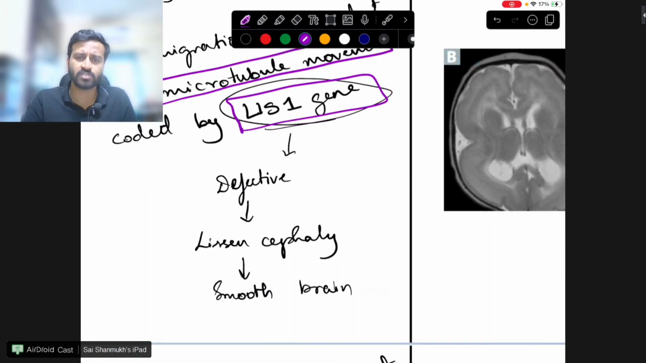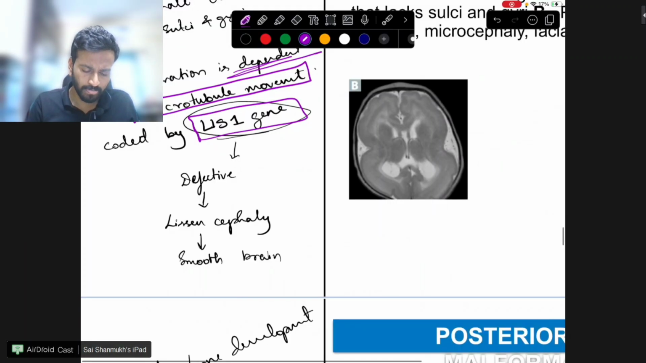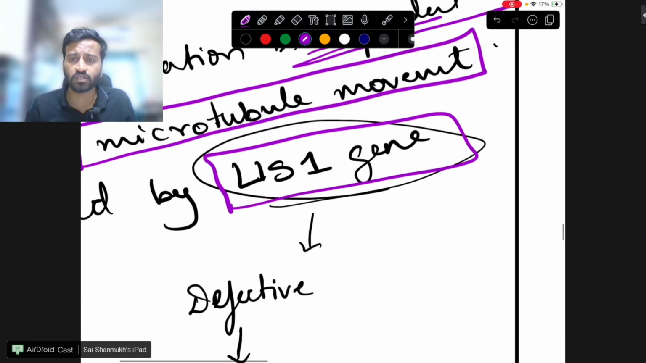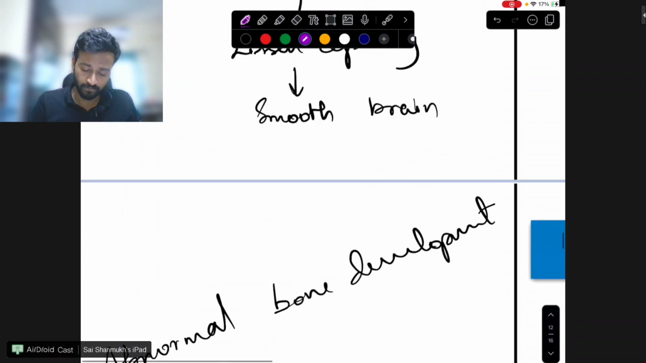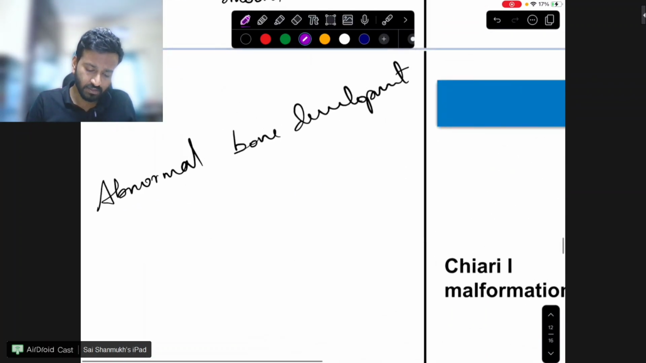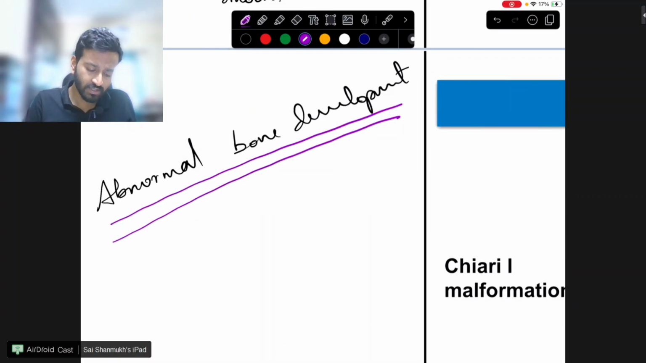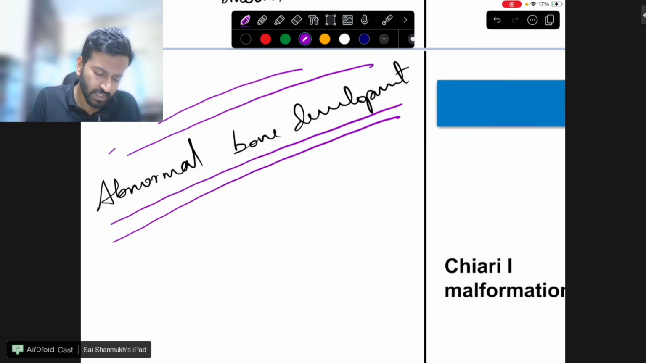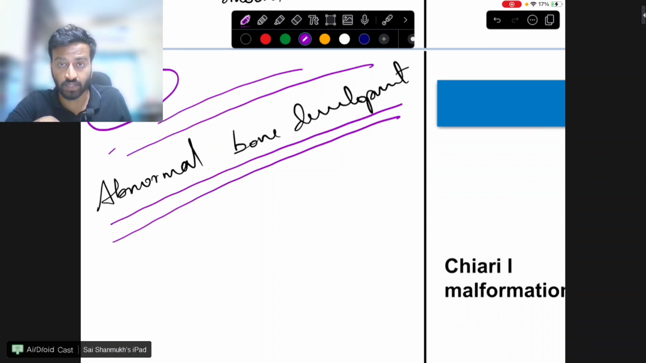There are multiple grades of lissencephaly based on how much it is there. And LIS1 is not the only gene which causes this defect, but it is one of the most important genes. And abnormal bone developments. This is seen in BMP signaling or any defect with the BMP protein. Any defect causes abnormal bone development, because it is bone morphogenetic protein.